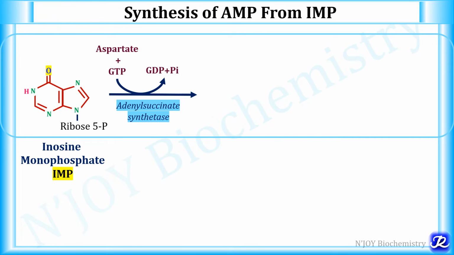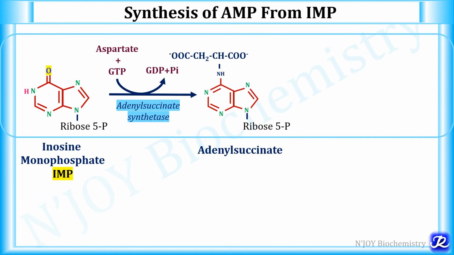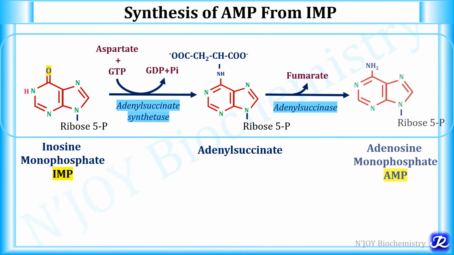Adenyl succinate is formed, that's why adenyl succinate synthetase is the enzyme. So from IMP, adenyl succinate is formed, and later from this adenyl succinate, there is release of fumarate by the enzyme adenyl succinase, which will cleave this fumarate from adenyl succinate, and there is formation of AMP, that is the adenosine monophosphate. That's how AMP is formed from IMP, and the intermediate is adenyl succinate.